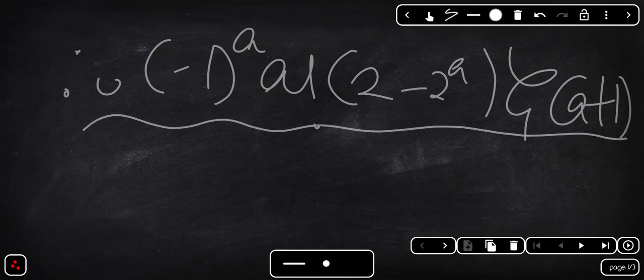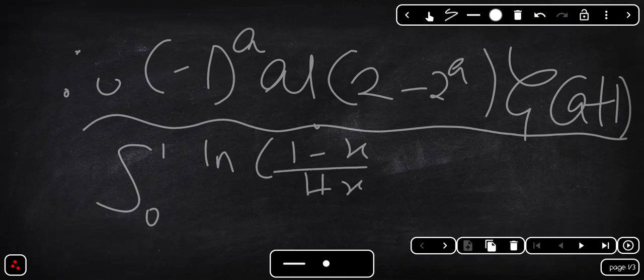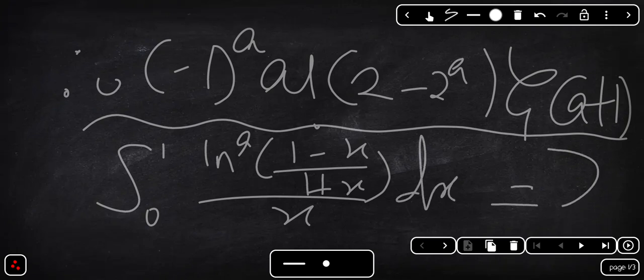Therefore, any integral you have like this, the integral from 0 to 1 of natural log of 1 minus x over 1 plus x over x raised to the power of a dx, is equal to this given answer. Note, a is a member of the set of positive integers.